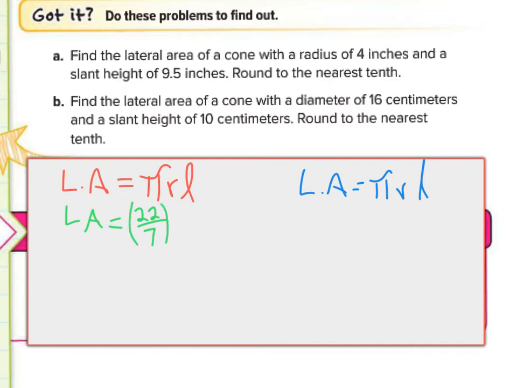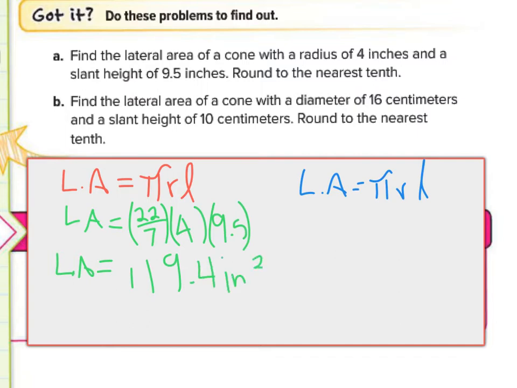And some calculators don't have the option of pi, so you could simply do 22 divided by 7, then times the radius and times the slant height. Our radius is 4 inches and our slant height is 9.5 inches. So go ahead and type those three into your calculators, and you will see that you will get 119.4 inches squared. Let's try it for the next one.